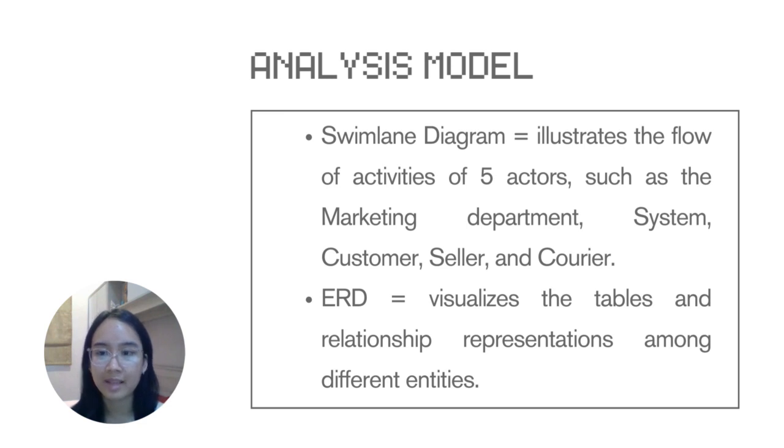Okay, so for the analysis model, we use a swim lane diagram for the business process, or activity diagram. It illustrates the flow of activities of 5 actors, which are marketing department, system, customer, seller, and courier. It outlines the various steps and interactions between the actors, intending to visualize the sequential flow of actions, decision points, and interactions within the purchasing process in our application.